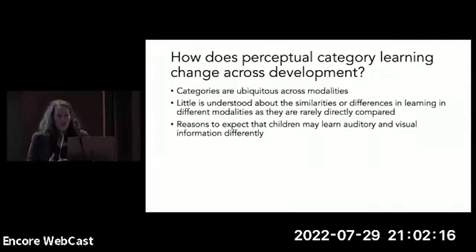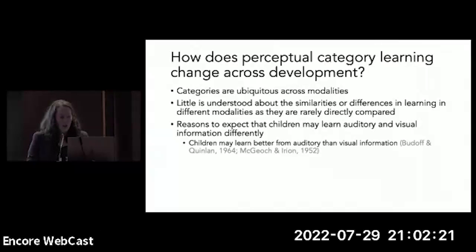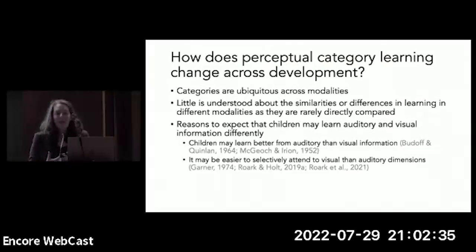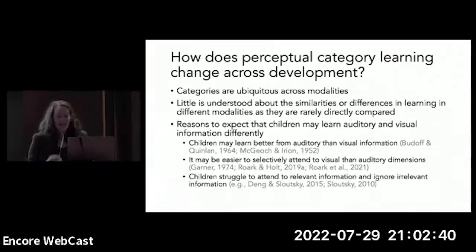There are also specific reasons to expect that children might learn auditory and visual information differently. There are some older studies that show that children actually learn better when they're presented information auditorily rather than visually, and adults show the opposite pattern. They learn really well from visual information. In general, it might be easier to selectively attend to visual information than auditory information. This is specifically relevant in development because children struggle to selectively attend to relevant information and filter out and ignore irrelevant information. And so these differences across modalities might have consequences for what children are able to learn.